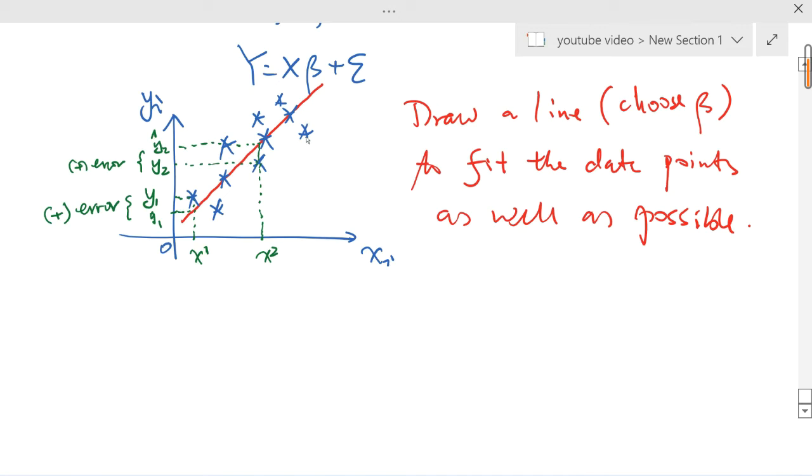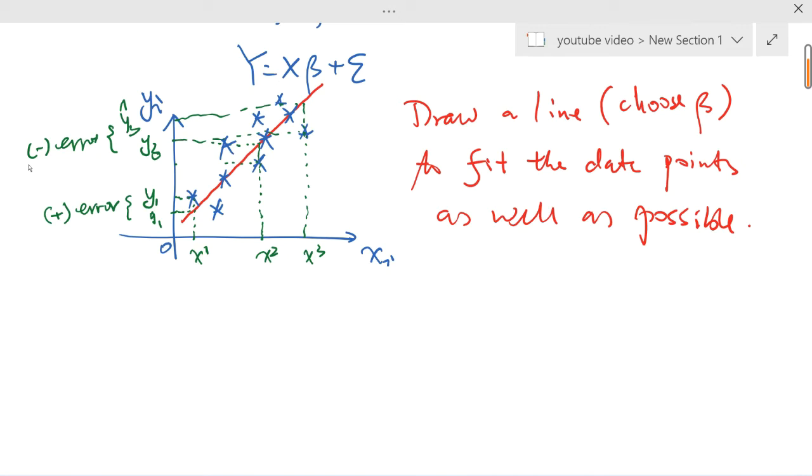Let's look at this point, x3. Let me erase something, because otherwise it's going to be too messy. x3, the associated y, let's call it y3. According to the red line I drew, the fitted value will be y3 hat, and we see that now there's again an error. The error is negative. So no matter how well we draw our line, there are always errors.